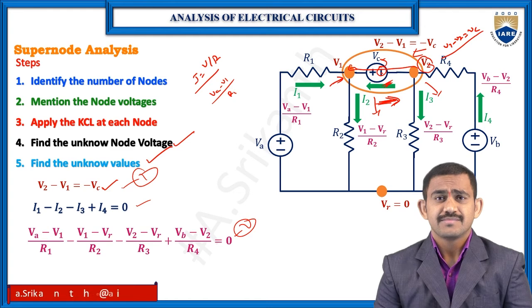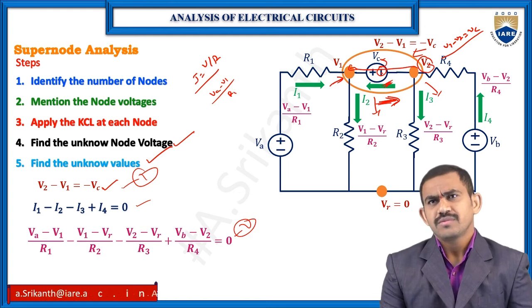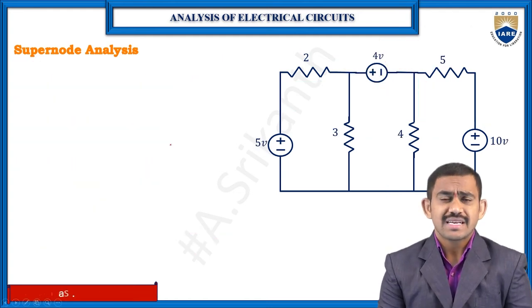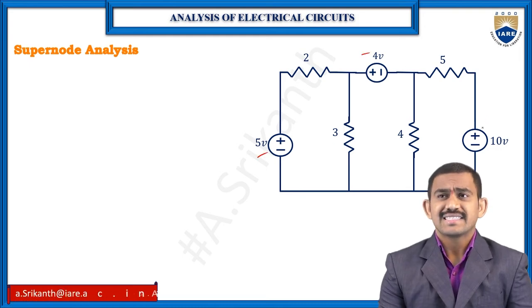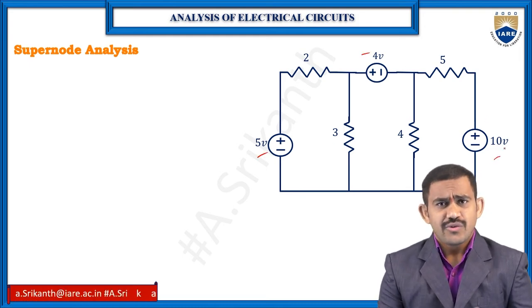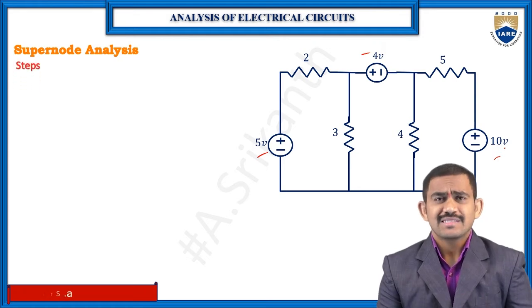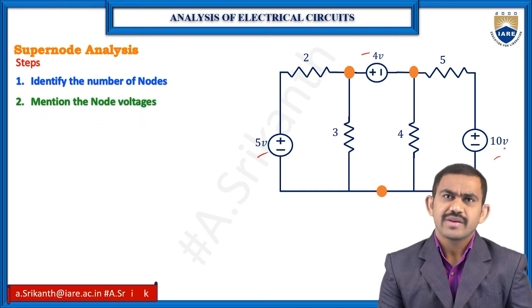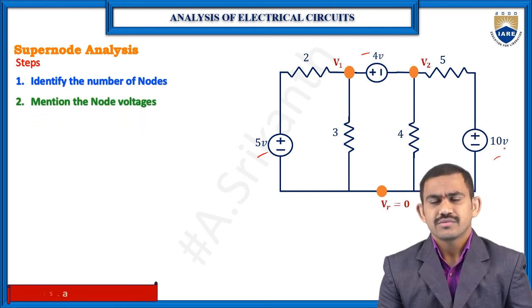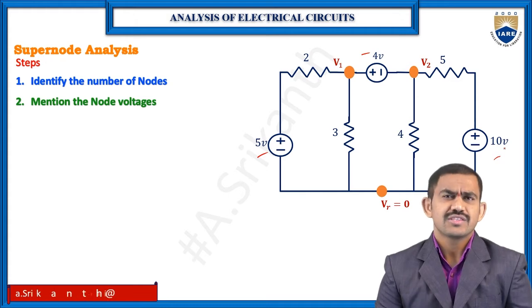Okay. We will solve one problem now. Same circuit, but now I have values: voltage values and resistor values. We will follow step by step. The first step is to identify the number of nodes. Same, we have 3 nodes. One is the reference node. Reference node voltage is 0, remaining V1 and V2. So V1, V2 I have and one reference node I have.